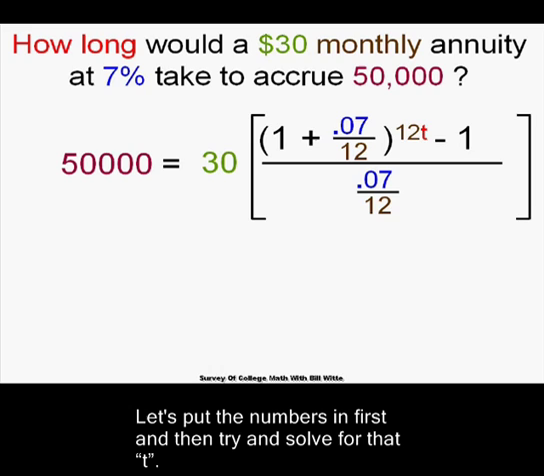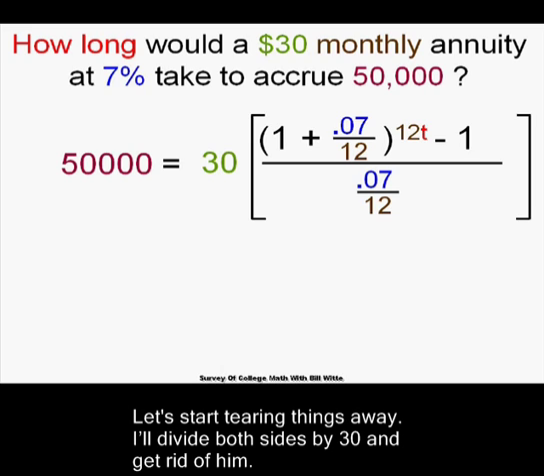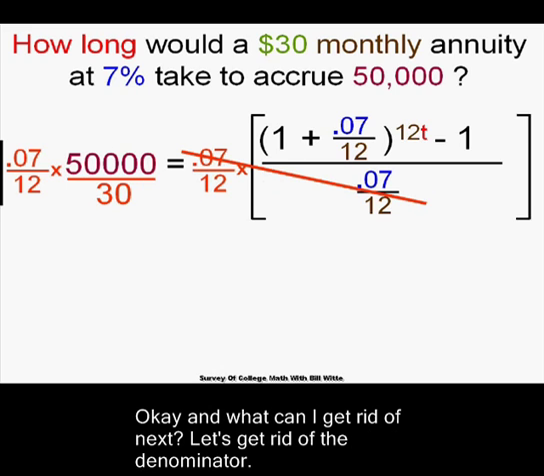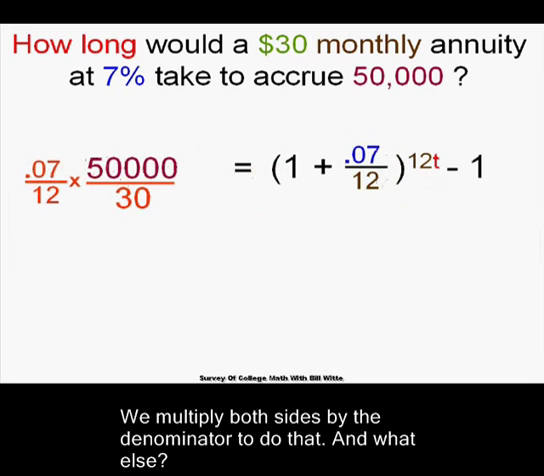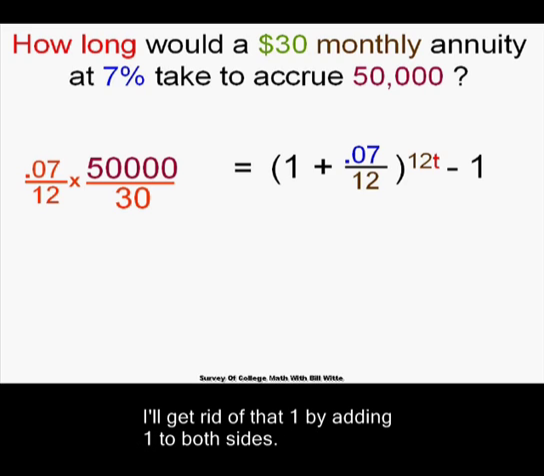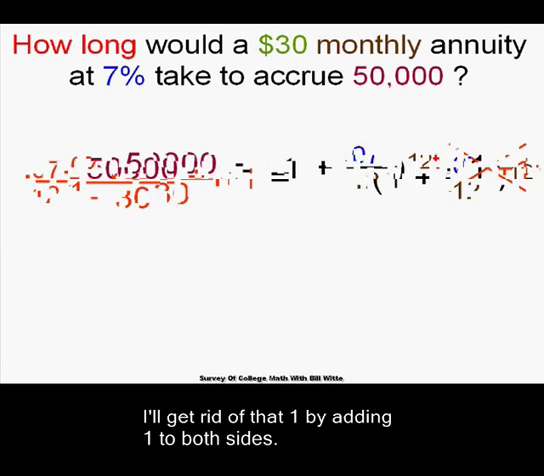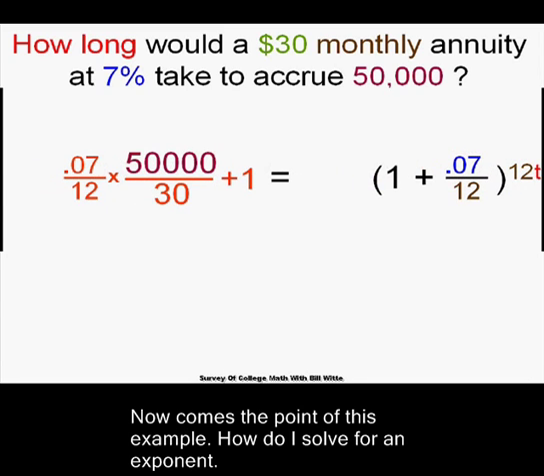How are we going to get in there? Well, let's start tearing things away. Let me divide both sides by 30, get rid of him. Okay, and what can I get rid of next? Let's get rid of the denominator. Multiply both sides by the denominator. What else? Well, I can get rid of that 1. Add 1 to both sides.